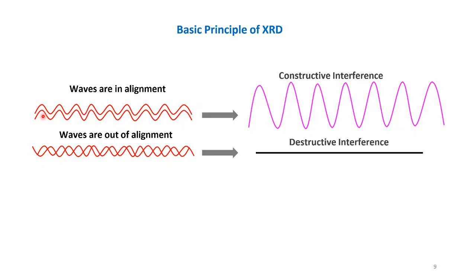As I told, the maximum of the first wave should match with the maximum of the other wave to get a constructive interference. So the intensity will get enhanced, and the peak will be very visible. However, if the maximum of one is aligned with the minimum of the other, we will get a destructive interference, and there will be no signal because the amplitudes are cancelling each other. That's why we are not getting any peak here.